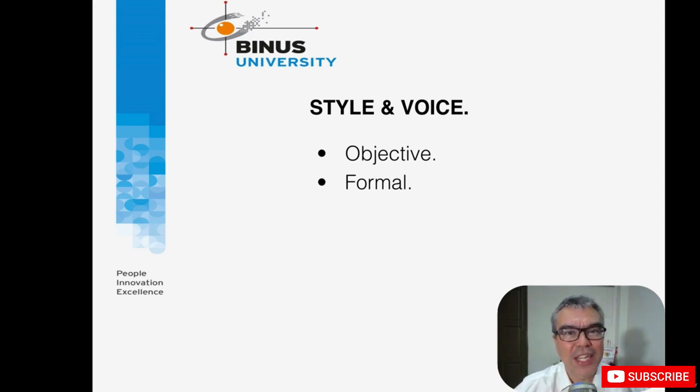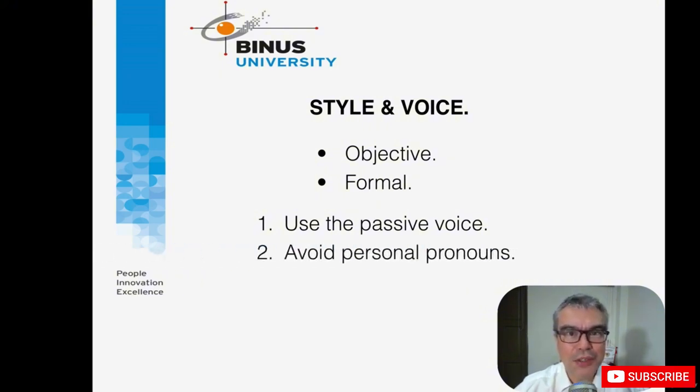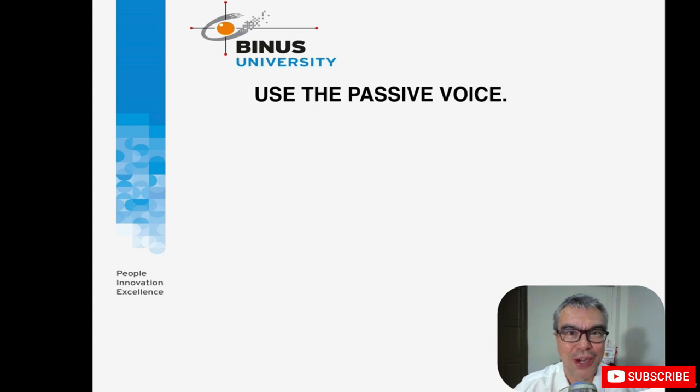So basically, to have an appropriate style in writing for academic English, I suggest that you apply three strategies. These are the three strategies. Number one is passive voice. Number two is to avoid personal pronouns. And number three is to use formal vocabulary. Let's look at these in more detail, shall we?